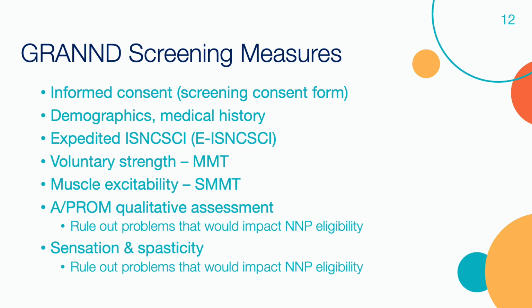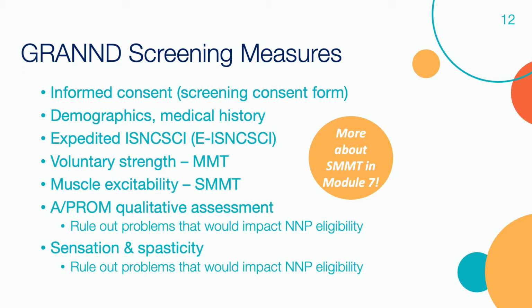These are the critical screening measures for the GRAND trial. Remember that prior to any screening activities, informed consent must be obtained from the prospective participant. We will talk more about that shortly. An expedited INSCI is performed to verify that participants' injury classification is between C1 and C7, AIS A, B, or C. Voluntary strength is assessed through a manual muscle test, and muscle excitability is tested by applying electrical stimulation and performing a stimulated manual muscle test. More about that in Module 7.